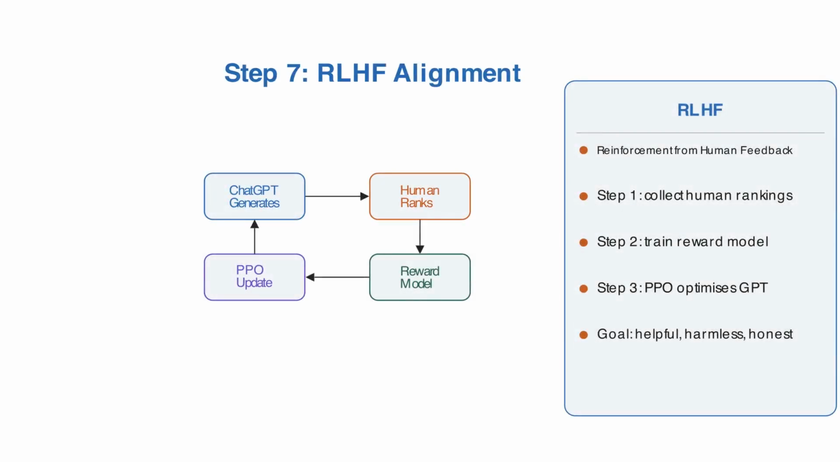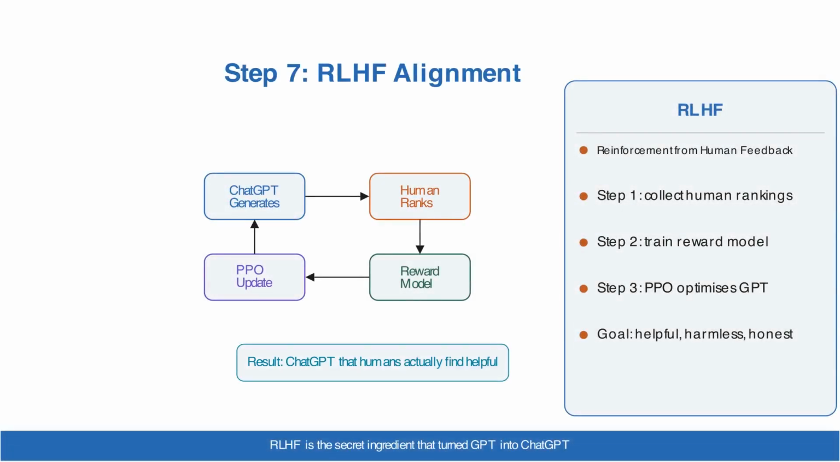Reinforcement learning from human feedback is the secret ingredient that turned GPT into ChatGPT. Human raters compare multiple model outputs and rank them. These rankings train a reward model that scores response quality. PPO, proximal policy optimization, then updates GPT to maximize this reward. The result is a model that humans actually find helpful, harmless, and honest.